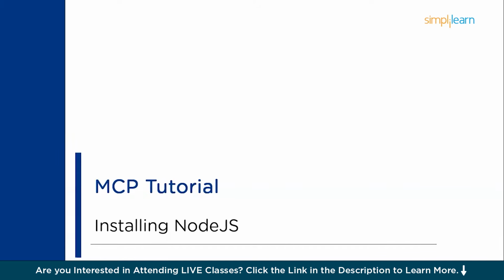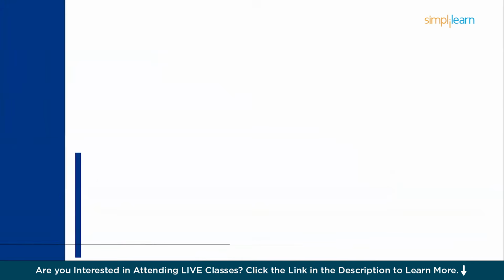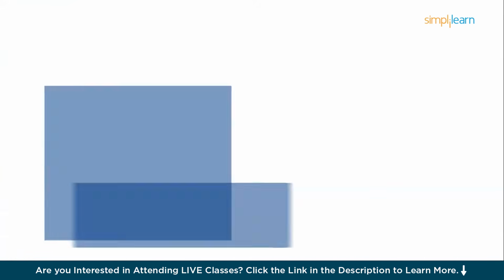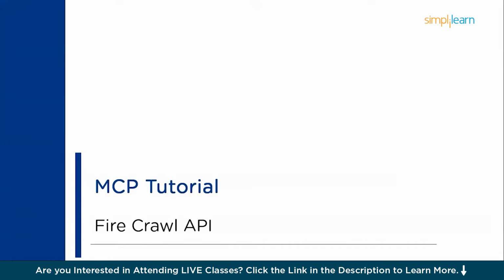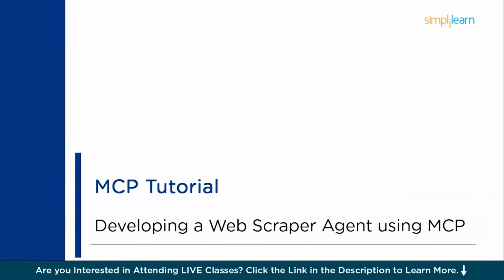For the project that we are building, which is a web crawler or web scraper, we might need the help of Node.js. So firstly, we will install and set up the environment for Node.js. Followed by that, we will be needing an editor. For that, we will be choosing the Cursor AI editor. And next, we will use an API. For that, we will be using the FireCrawl API. And lastly, we can get started with building one once we have all the required resources.